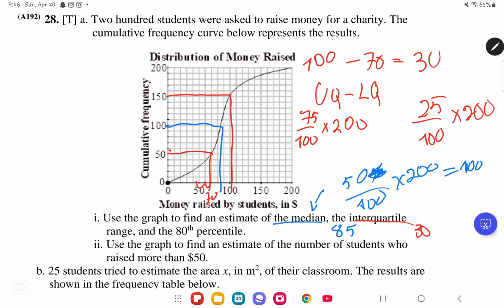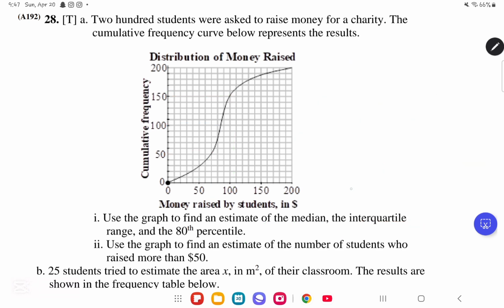Now the 80th percentile, it's going to be what? It's going to be 80 over 100 times the total cumulative frequency, which is 200. So you do it on your calculator, you're going to get 160. 160 is approximately this point over here. So it's in between 100 and 110, so you will get that it is 105. So that is it for part I. We move on to part 2.